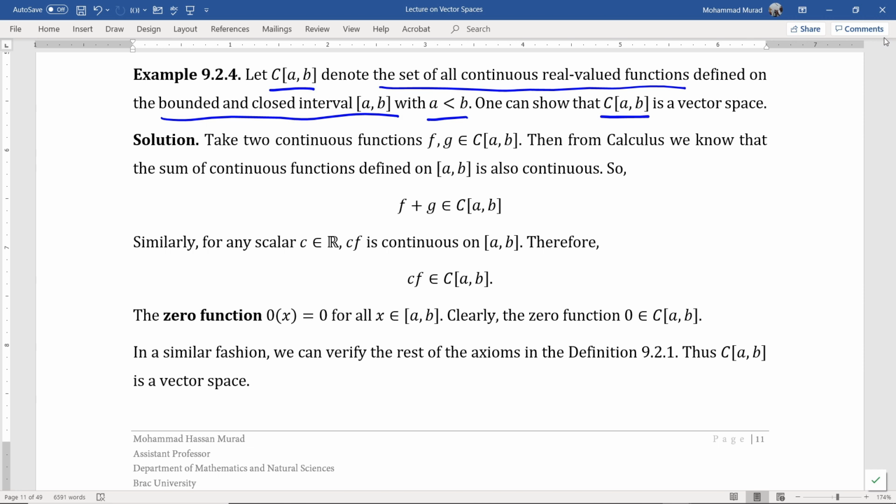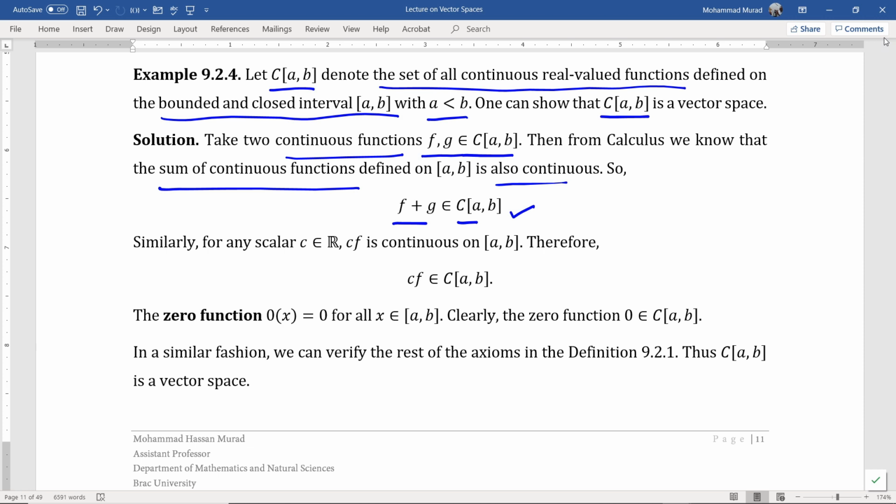Let's discuss the solution. We take two continuous functions, f and g, from the set C. Then from calculus, we know that the sum of continuous functions defined on a bounded and closed interval is also continuous. So, the sum function f plus g is in the set C. So we proved that the set C is closed under addition.